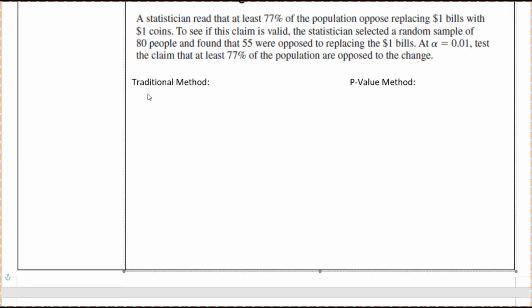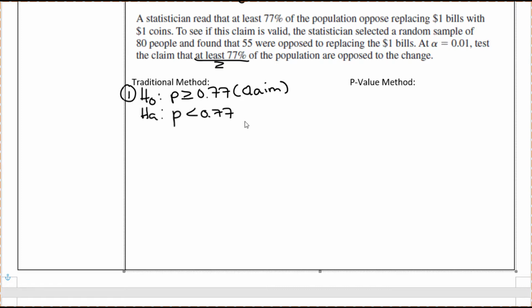All right, so going straight to the hypothesis, so we have H0, HA, we see that it says at least 77% are opposed to the change. So at least is greater than or equal to. So that means that p is greater than or equal to 0.77. And this belongs to the H0 because it's an equal sign. And then we're going to reverse this and we have less than 0.77 for HA. And here, this is our claim. And here we can tell that it's a left-tailed test because the inequality is pointing to the left. So left-tailed test.